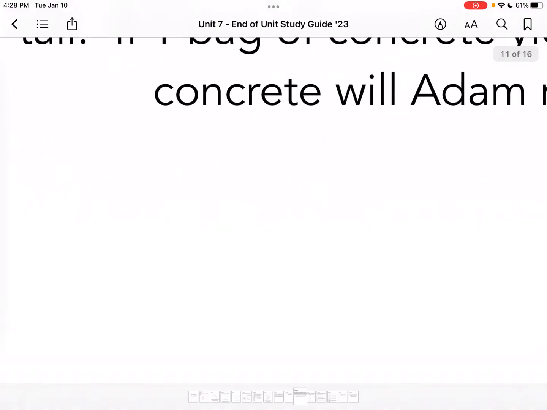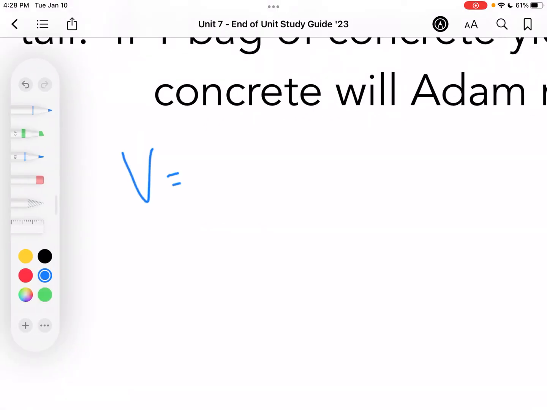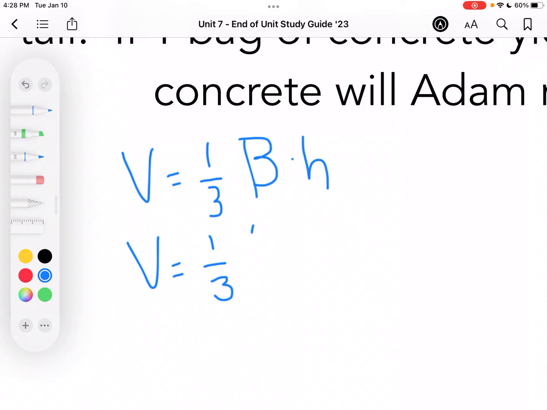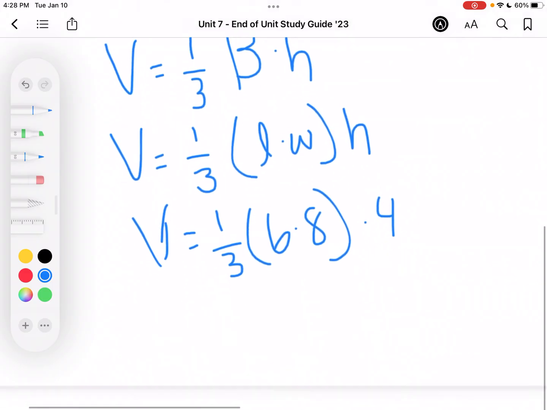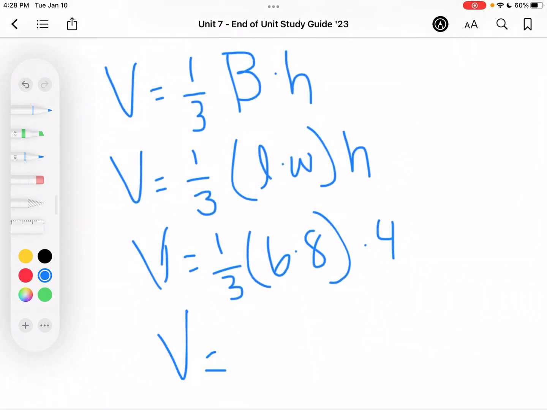And I know that the volume formula for a pyramid is V equals 1/3 the area of the base times the height. So in this case, it's going to be 1/3 length times width times the height. So volume equals 1/3 times 6 times 8 times 4. So I get 64 as my volume, 64 feet cubed.